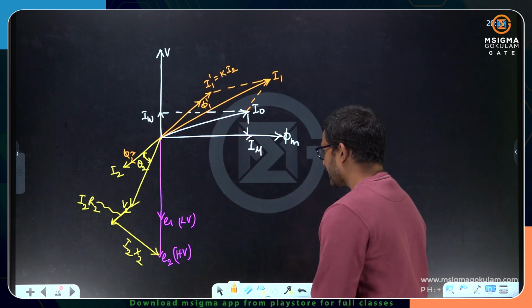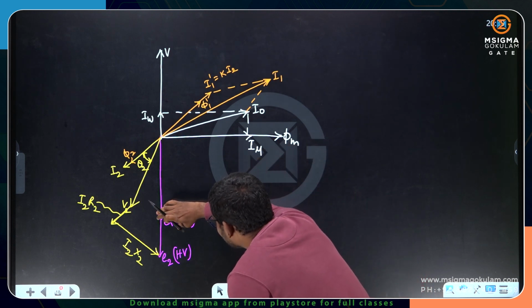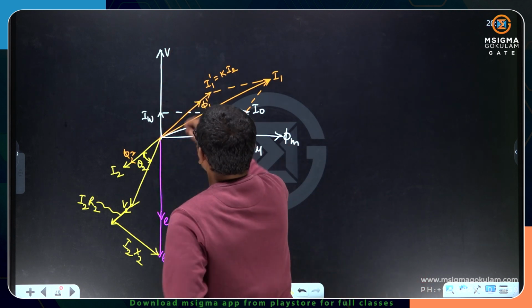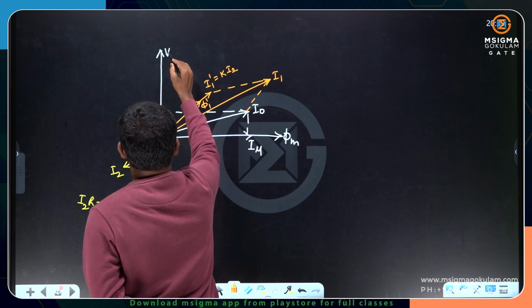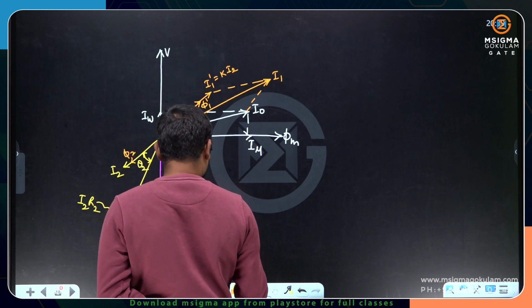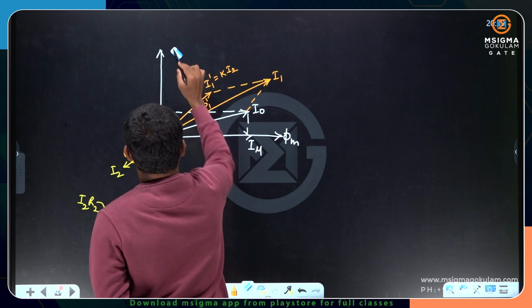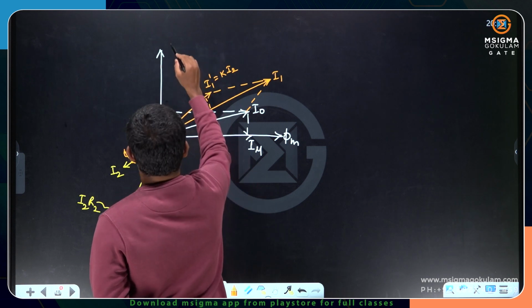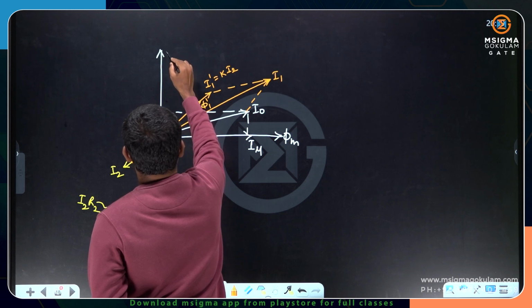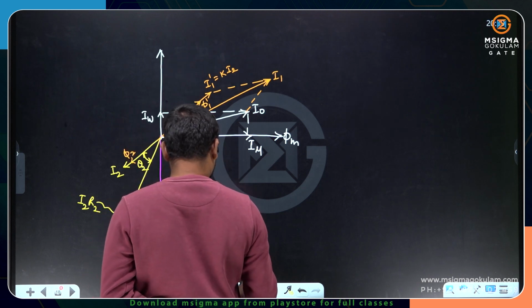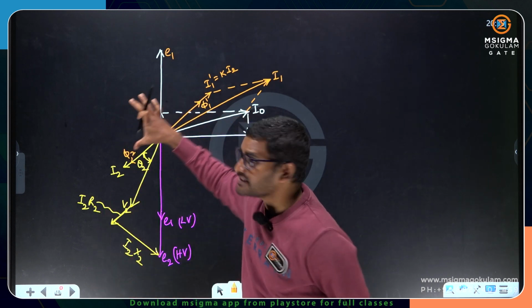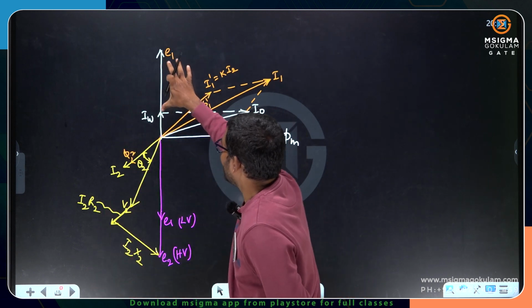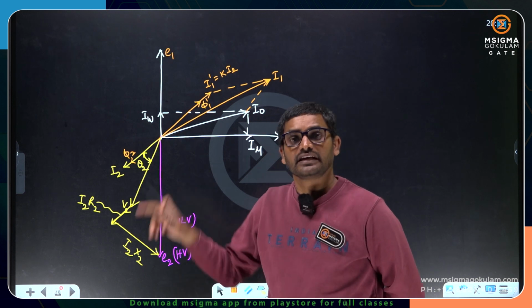EMF plus drop. How can I write EMF now? Now project this EMF onto the opposite side. Okay. Let us assume instead of V, I am assuming it as E1. Now for this E1, I have to add resistance drop, reactance drop.